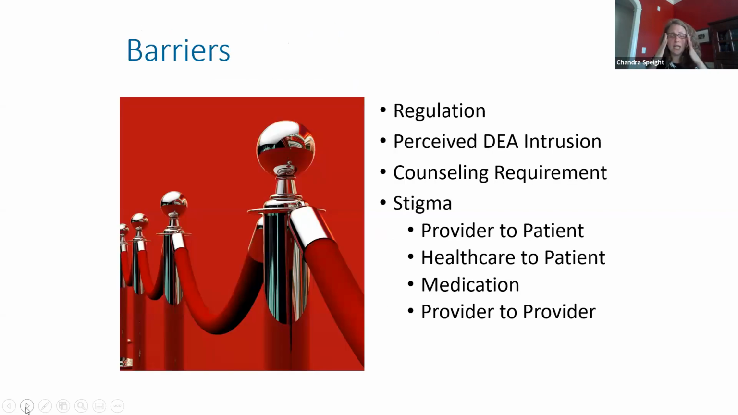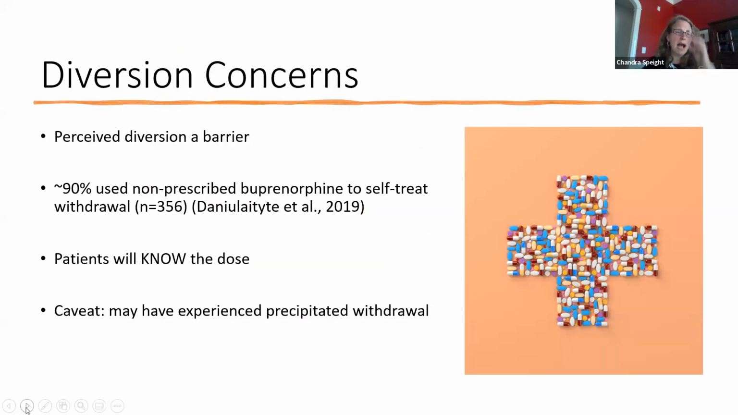So why? As I mentioned, I've been working on barriers and facilitators to nurse practitioner prescribing. But what I've found is that the barriers and facilitators for nurse practitioners very closely mirror the barriers and facilitators for physicians. And there's also been very little work done on barriers and facilitators for physician assistants. So that's an area of research if anyone's interested. Some of the barriers are regulation, perceived DEA intrusion, counseling requirements, and stigma is a huge one. Many of my respondents reported diversion as a barrier. They were concerned that people were going to come in and divert this medication.